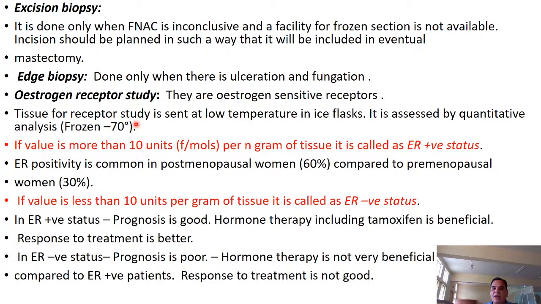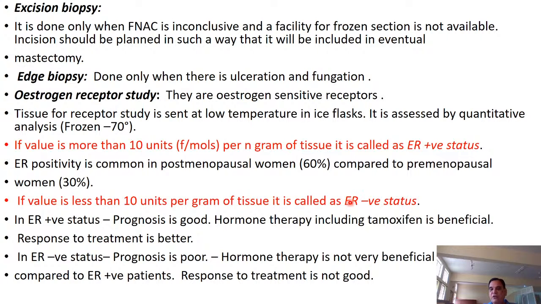The tissue is kept at low temperature in an ice block. And how much temperature? It should be minus 70. If you remember, nowadays the vaccine available for corona also has to be kept at minus 70 degrees and it cannot survive for more than 5 days. This is the latest news. So our ER, PR again at minus 70. Simply remember the value of significance. If the value is more than 10 units per mole of a gram, it is called ER positive. If the value is less than 10 units, it is ER negative.